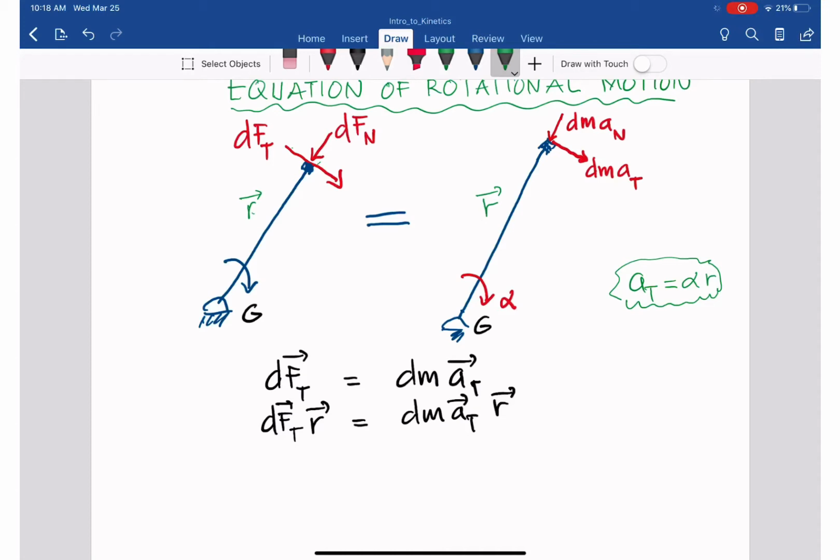On the left side, as you can see, the tangential component dFt has a right angle with the radius. So dFt times r, the radius, in this case is the moment arm, perpendicular to the line of action of dFt. If you recall, the moment arm times the magnitude dF is basically a moment, right? So that is basically the moment about point G of dF, and we call it dMg. On the other side, alpha r replaces at, so I will have dm alpha times r.